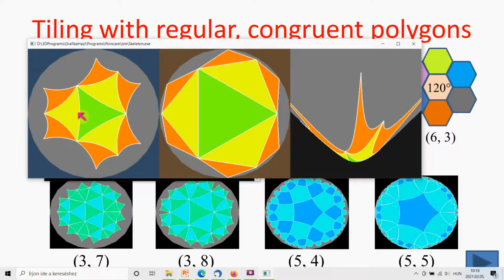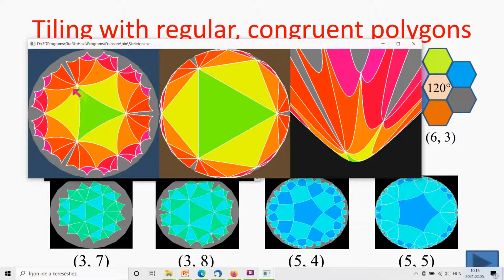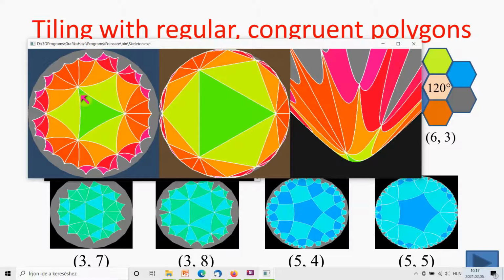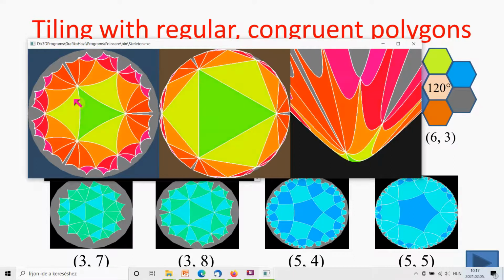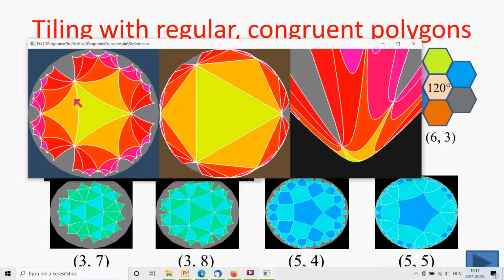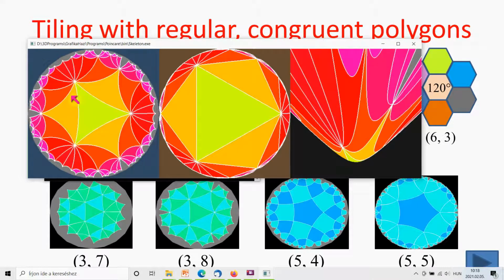Let's start with triangles. Okay, this is not a valid triangulation because we can observe a gap. So in order to remove this gap, let us decrease the size of the triangle. So we have a nice tiling when in a vertex 1, 2, 3, 4, 5, 6, 7, 8, 9 triangles meet. On the other hand, if we increase the size of the triangle, we can make enough space for an additional triangle, when 11 triangles meet at a vertex.